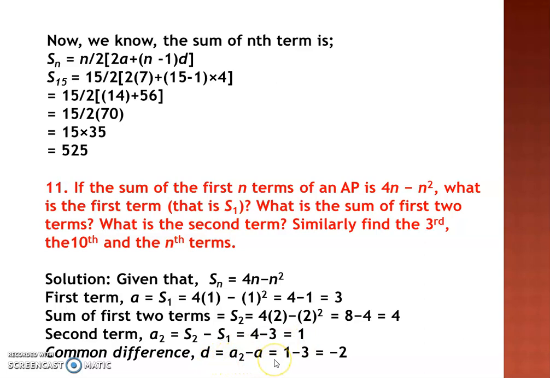Now if you know the two terms of AP, you can find the common difference. You know the first term, you know the second term. So common difference is second term minus first term. So common difference is minus 2. Now once you know the common difference and the first term, you can write all the terms of the AP.